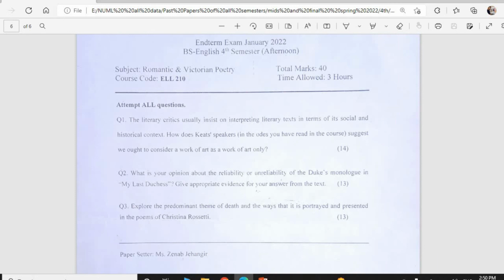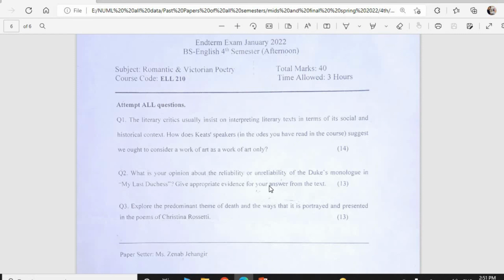Question number 2, what is your opinion about the reliability or unreliability of the Duke's monologue in My Last Duchess? Give appropriate evidence for your answer. So obviously it is a first person narration, right? It's a dramatic monologue. My Last Duchess, I have covered that as well. So the narrator uses first person narration, uses I. So obviously it is unreliable.